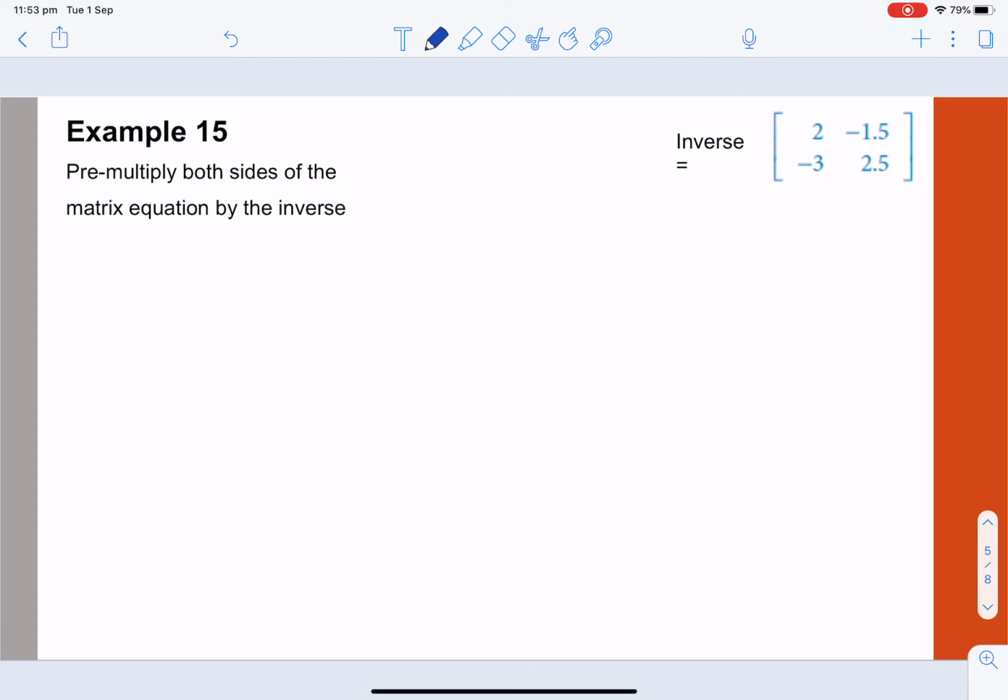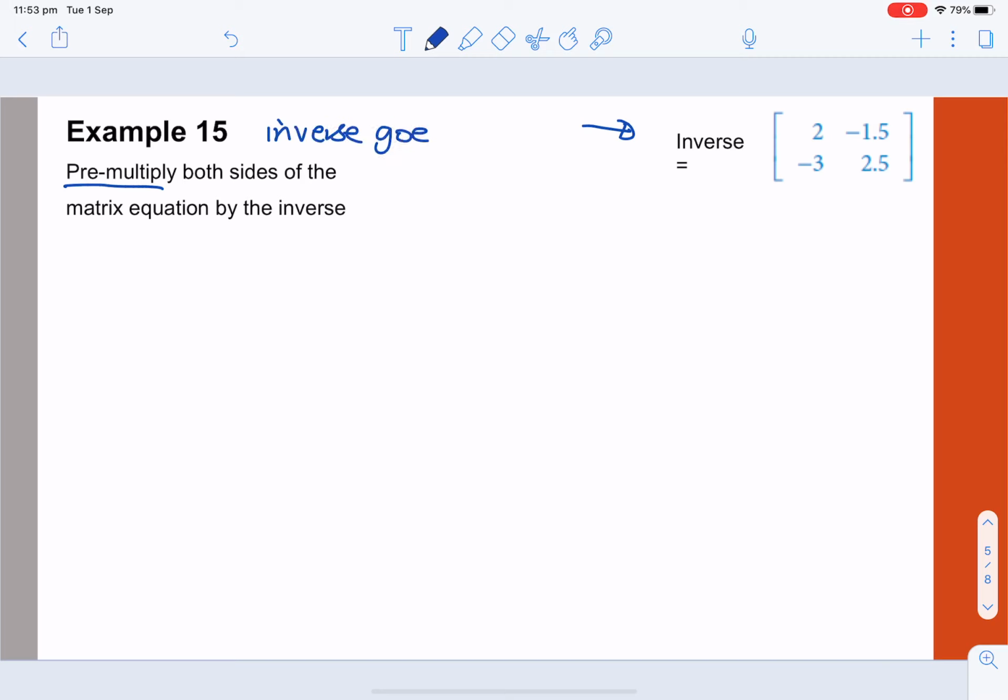Pre-multiply both sides of the matrix equation by the inverse. Now, I've copied the inverse up the top here. You know what, I'm going to keep it as decimals. It's a little bit neater than what I'm going to be working with soon. So pre-multiply means the inverse goes first.